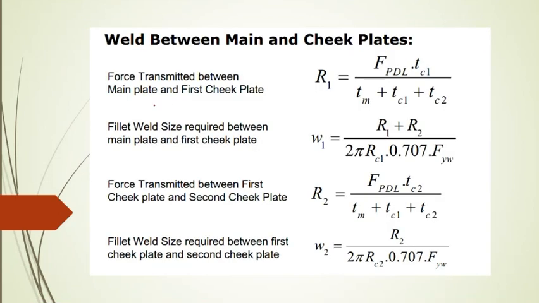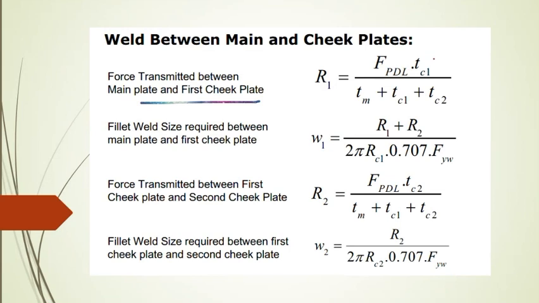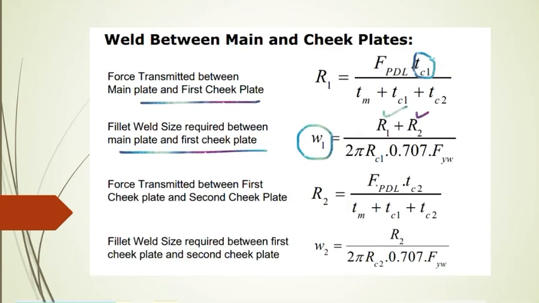So the force transmitted between the main plate and first cheek plate is R1. Main plate and first cheek plate, that's the force into the main cheek plate and total thickness: cheek plate 1, cheek plate 2, main plate. The weld size required between the main plate and first cheek plate is based on R1 plus R2, that's the force, over 2 pi RC, the circular portion, times 0.7 times the weld size into Fy, the yield stress of the weld.